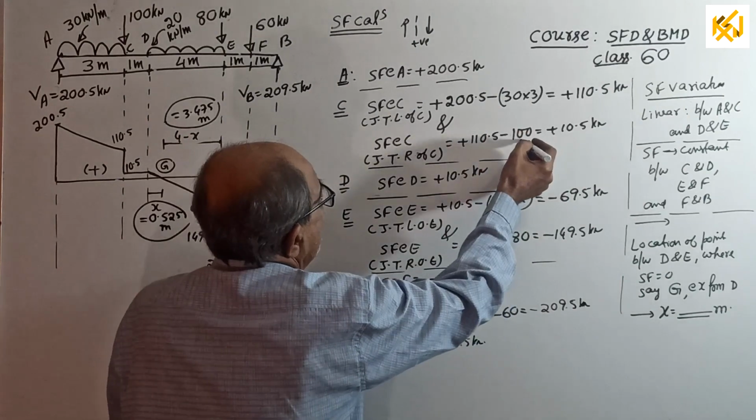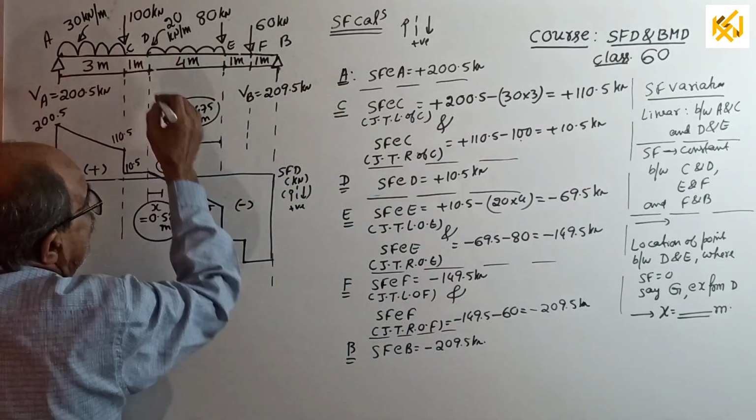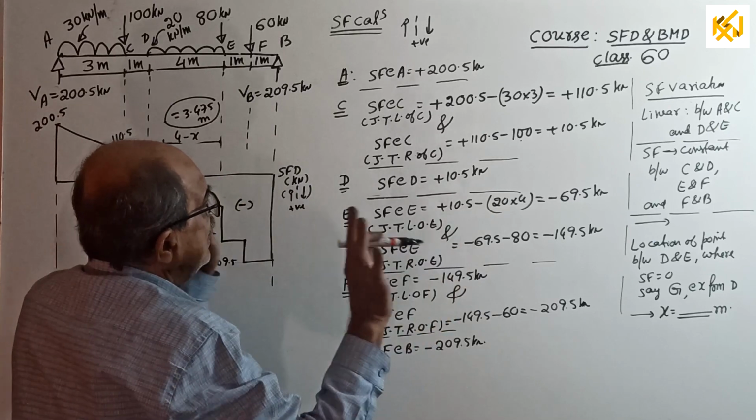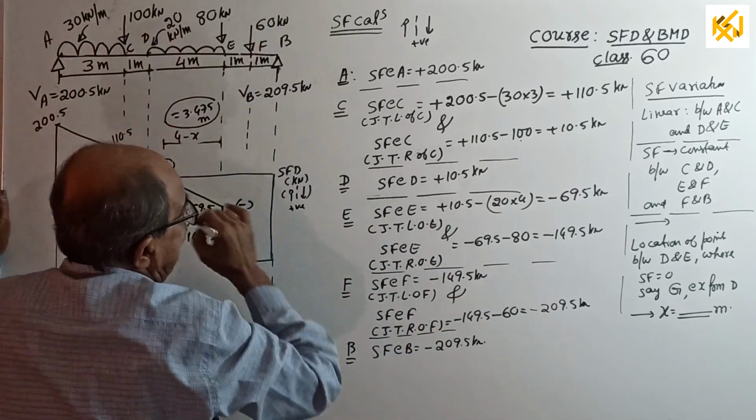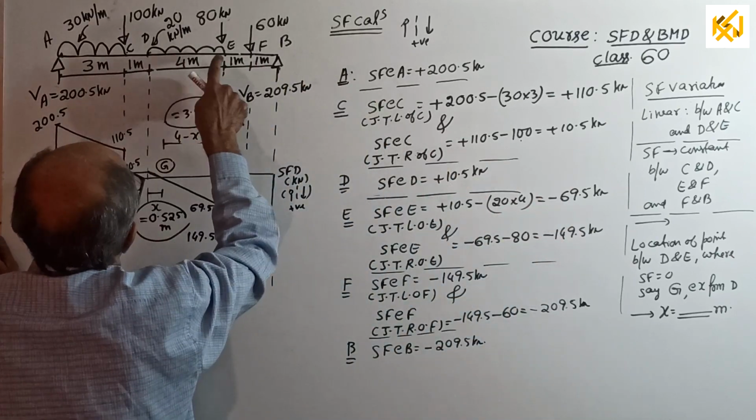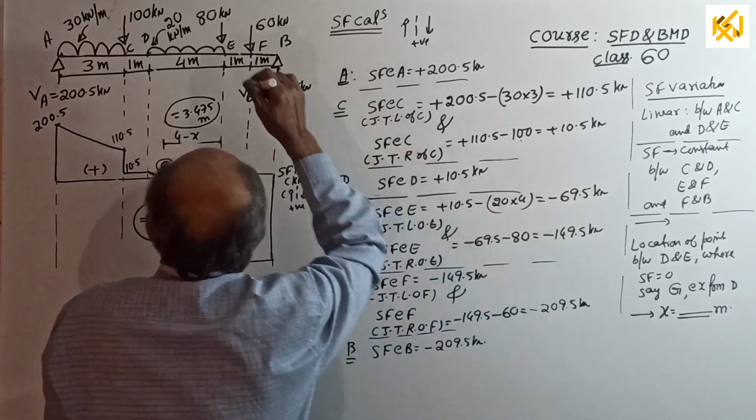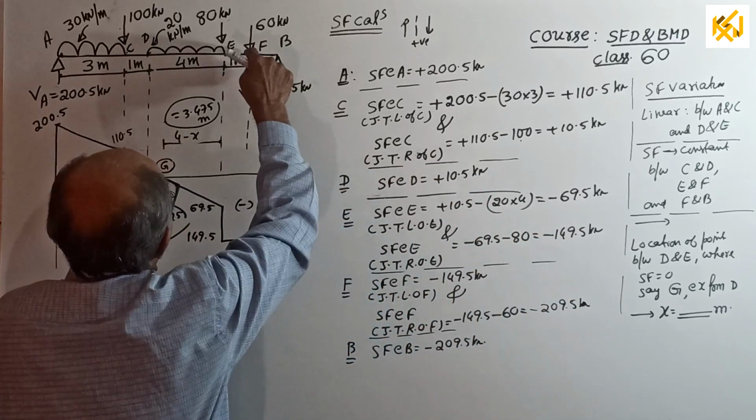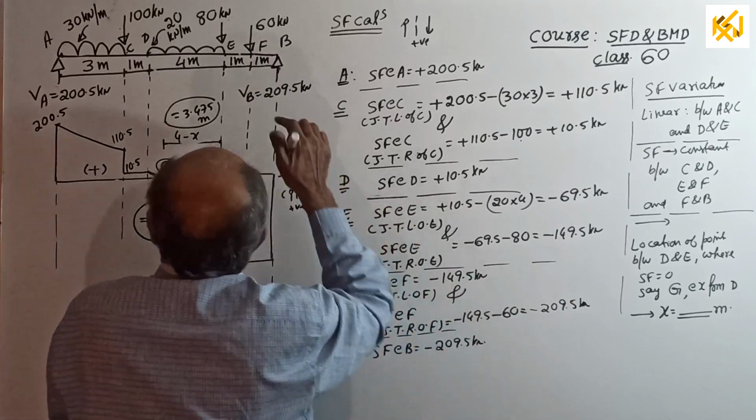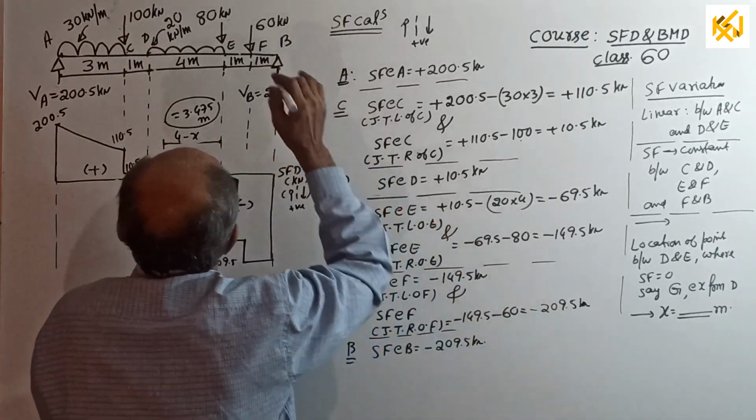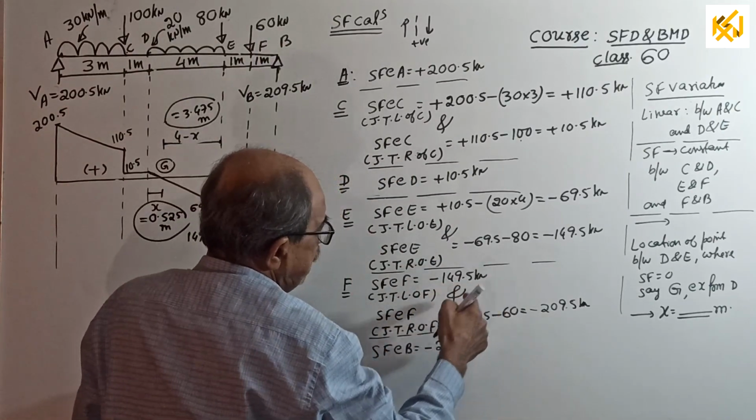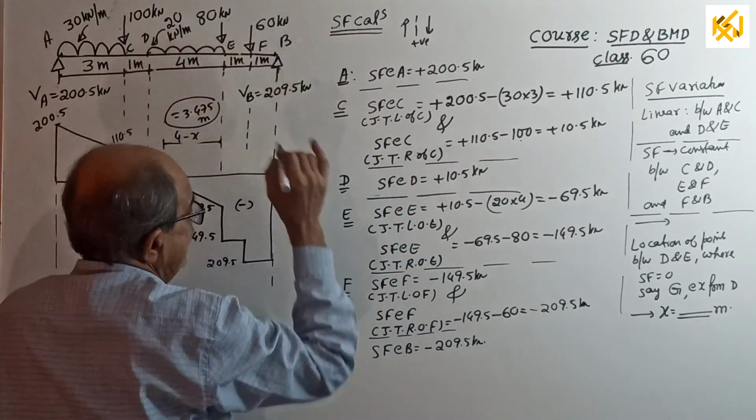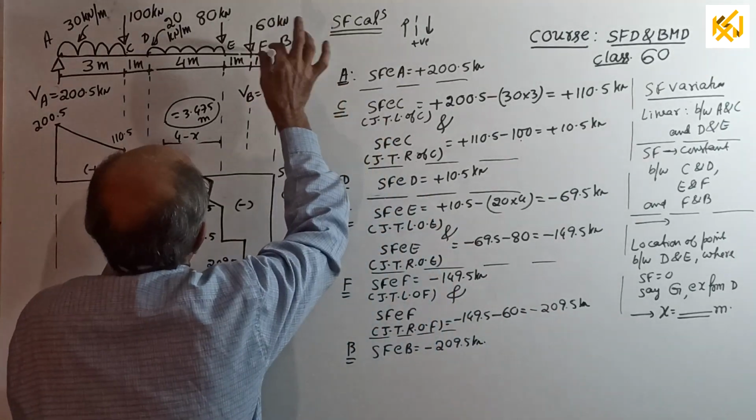Over. Minus 100, 10.5. Then shear force at D, only one calculation. Previous value, 10.5. Between C and D, nothing is there. That's all. Leave it. Shear force at E, just to left of E, 10.5 minus 20 into 4 will come minus 69.5. Just to right of E, minus 69.5 minus 80 is minus 149.5. Shear force at F, left side, minus 149.5. Between E and F, no load is there. That's all. Just to right of F is minus 149.5 minus 60 is minus 209.5. Lastly, shear force at B slightly inside, minus 209.5. That's all because no load in between.